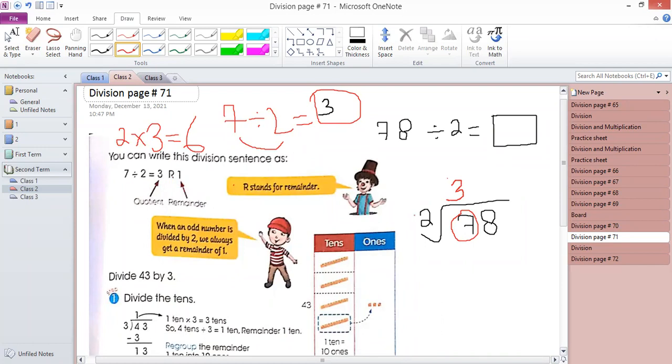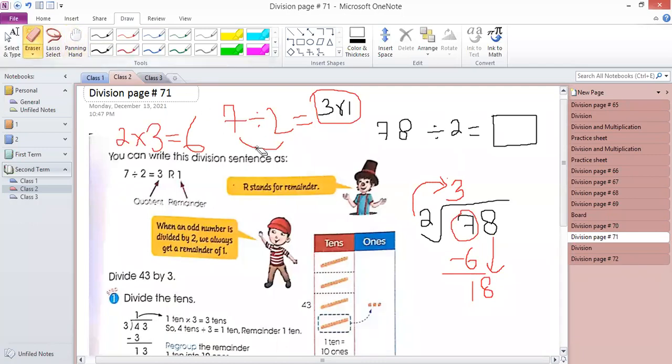You can make 3 groups of 2 in 7. Multiply this 2 with 3. 2 threes are 6. Then subtract from 7. 7 minus 6 is 1. So 3 remainder 1 is the answer of 7 divided by 2. Now you cannot divide 1 by 2 because 1 is less than 2. Put this 8 down with the 1, and it becomes 18.